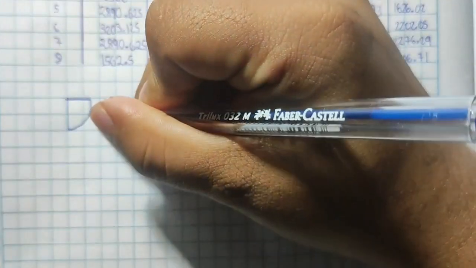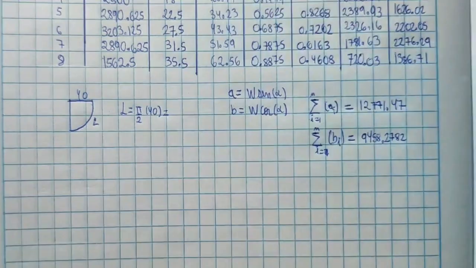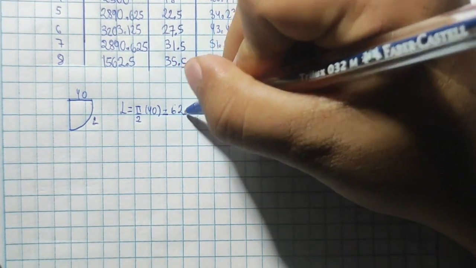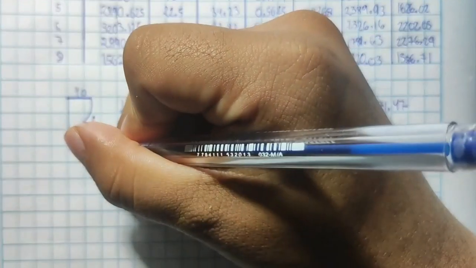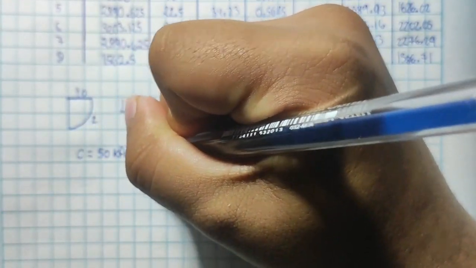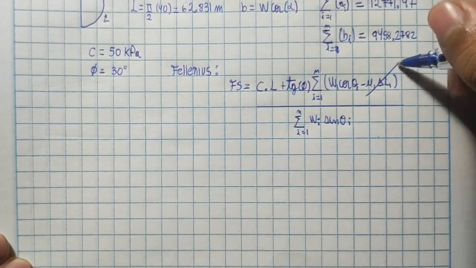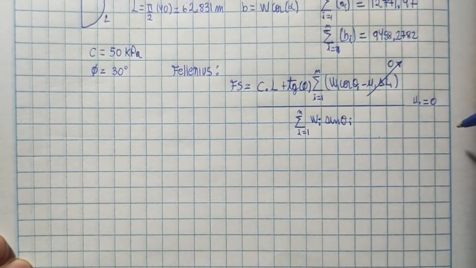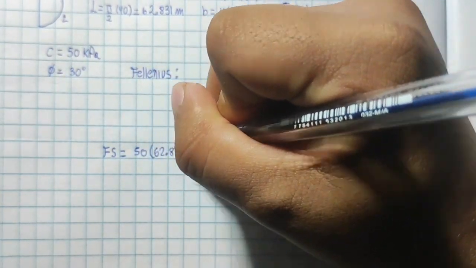We also compute the total slip surface length using the following formula, which is L equal to pi times R over 2. Since it's a quarter circle and we have a radius of 40 meters, we get a value of L of 62.83 meters. Since there's no water in this case, the pore pressure is 0, and that term is excluded from the calculation.